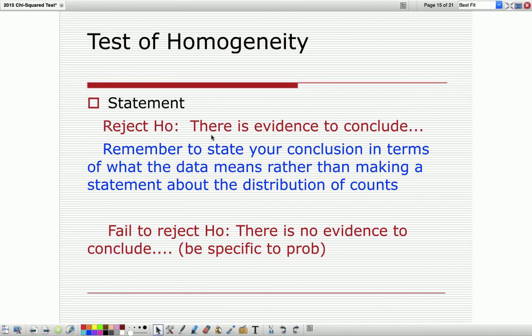And then our statement. So we're going to reject the null if there is evidence to conclude. Remember to state your conclusion in terms of what the data means, rather than making a statement about the distribution of counts. So tell me what this means. Or you fail to reject, so there is no evidence to conclude. Just be specific to the problem. That's kind of what I'm getting at here. Don't just write there is evidence to conclude, or there is evidence against or for the null hypothesis. Be specific to the problem.